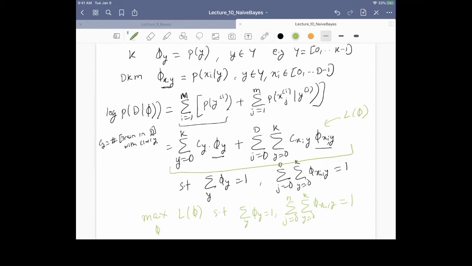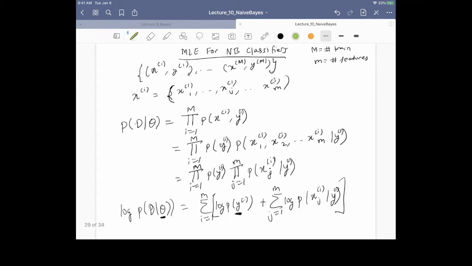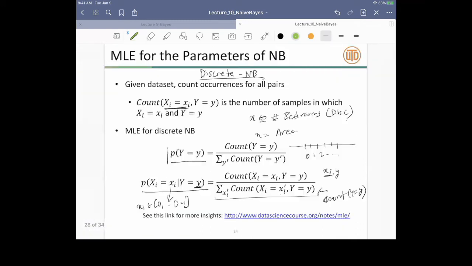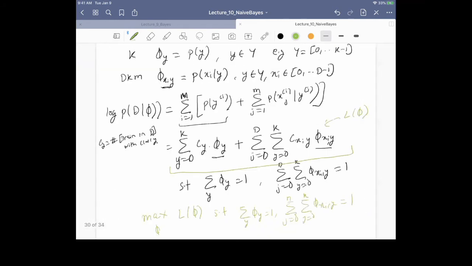Then you just need to take the Lagrangian and solve this, and that is how you will get this particular expression. This expression actually comes from solving this Lagrangian for naive Bayes. Okay, so I won't derive this right now.